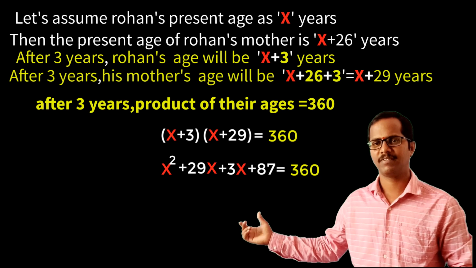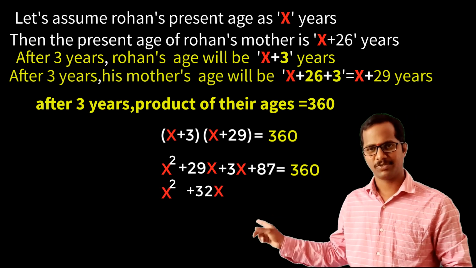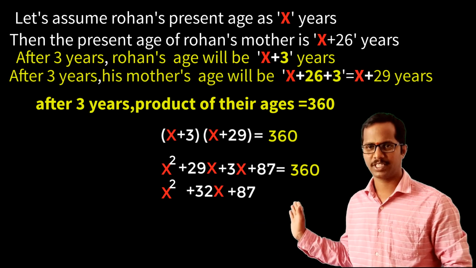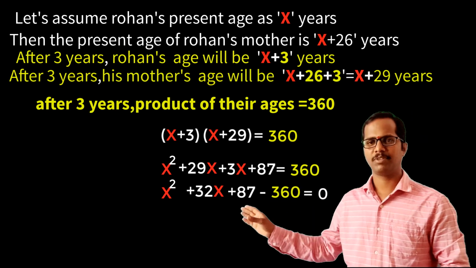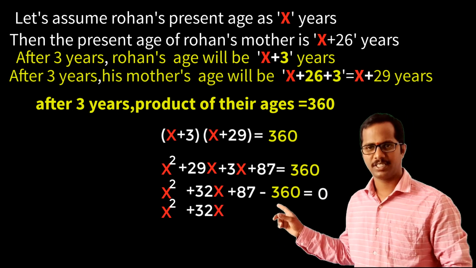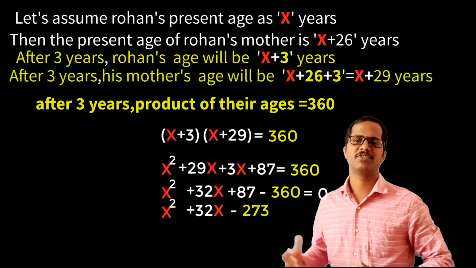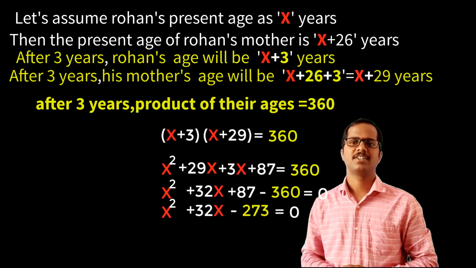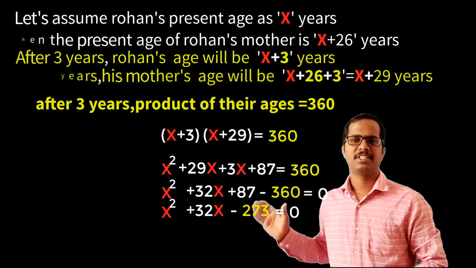By simplifying the left hand side, we get x square plus 29x plus 3x, which is 32x. So we get x square plus 32x plus 87, and by transposing 360 to the left hand side, we get minus 360, which equals 0. By simplifying this, we get x square plus 32x plus 87 minus 360, which is minus 273, equals 0. And this is the required quadratic equation to represent the given situation. And here in this case, x is the present age of Rohan.